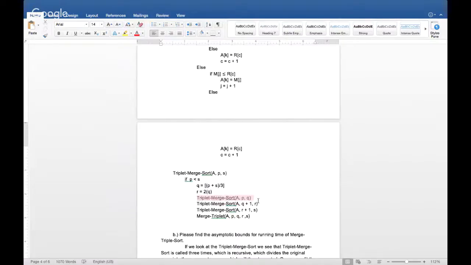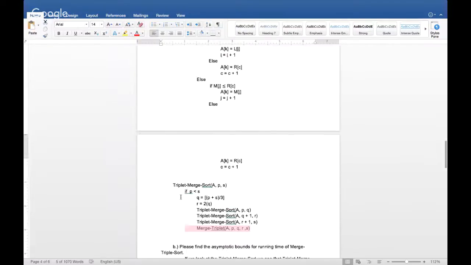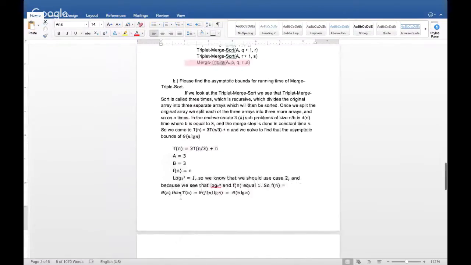Then we just call the merge sort 3 times, which is where it's split into 3 arrays. First array is P to Q, and then the next array is Q plus 1 to R, and then the last one is R plus 1 to S. And then finally we call the merge, which is what we are familiar with from above.